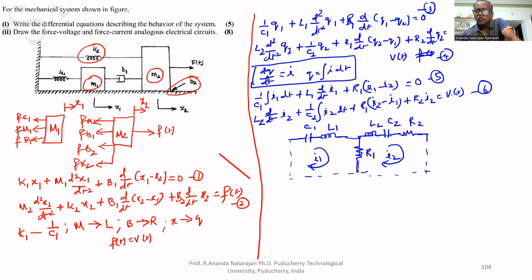If it comes to this side, it becomes minus, so it is against the current direction. That's why we have to draw it like this. We can put V of t like this, or like this, without mentioning any V of t. That's all.